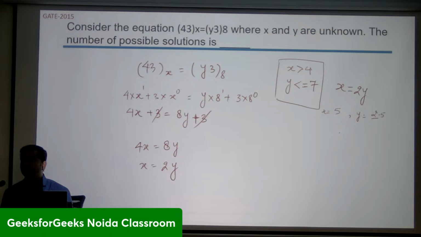Can it happen? Can y be the fractional value? Y cannot be the fractional value. Y is always an integer over here. Okay, so x is 5 is not the solution here. Okay, so think about the possible values. Now look at this, x cannot be greater than 7.